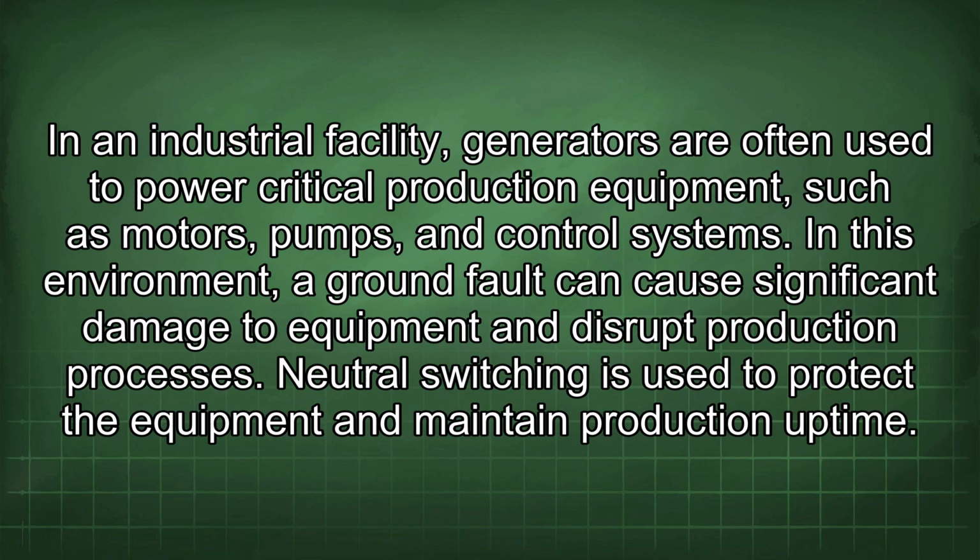In an industrial facility, generators are often used to power critical production equipment, such as motors, pumps, and control systems. In this environment, a ground fault can cause significant damage to equipment and disrupt production processes. Neutral switching is used to protect the equipment and maintain production uptime.